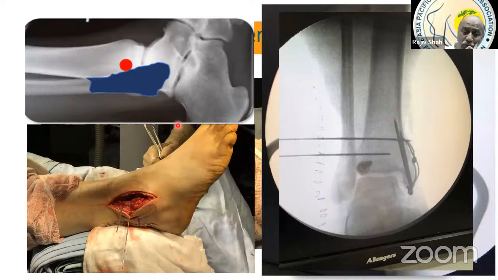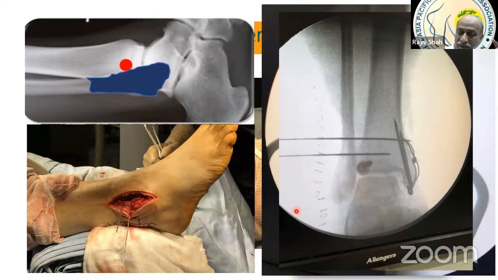I fix 2 K-wires. Now look at this. This is what I'm doing. I put in an anterior blocking wire over and above the syndesmotic fixation wire. When you're going from posterolateral to anteromedial, there is a tendency of the fibula to slide anterior. So I put in an anterior blocking wire and I put in a syndesmosis fixation wire.